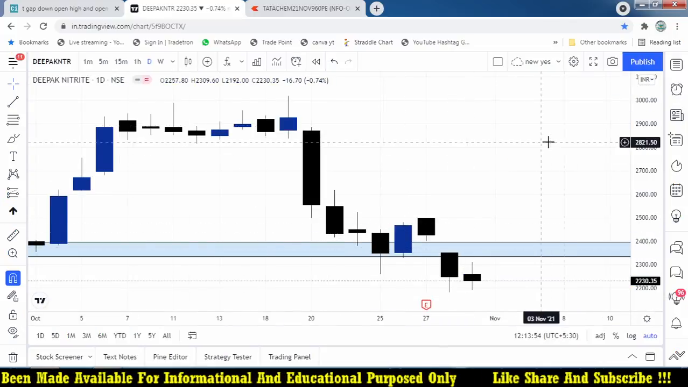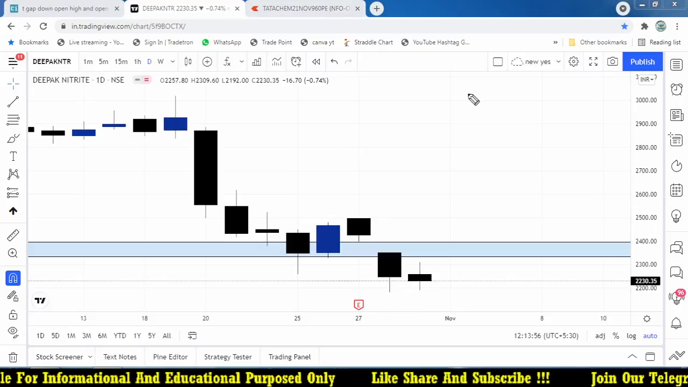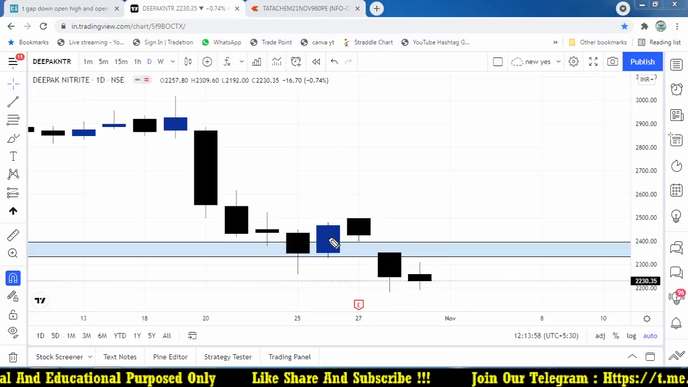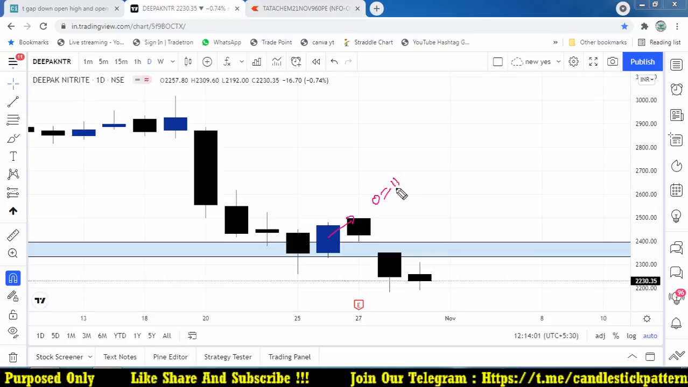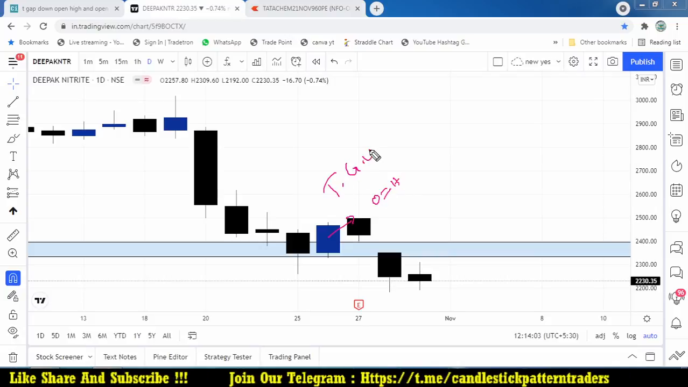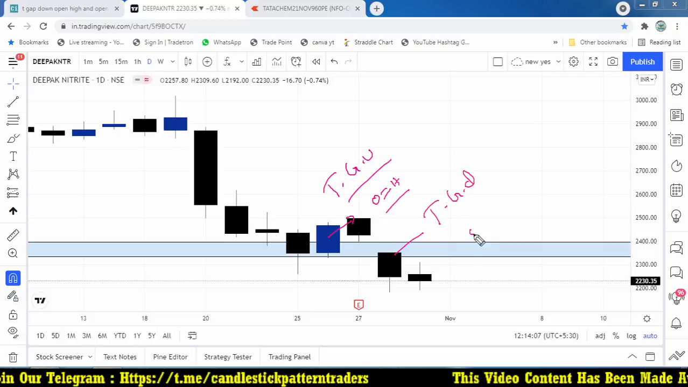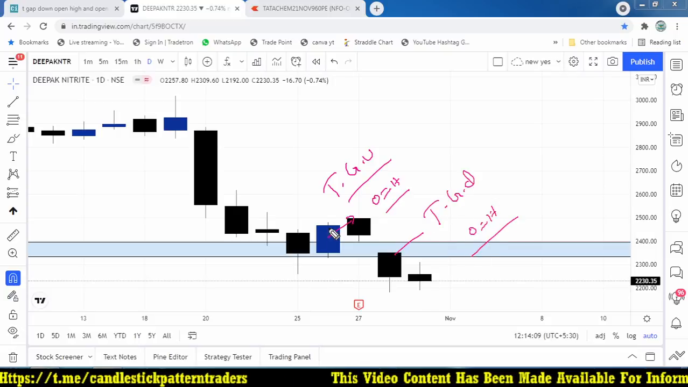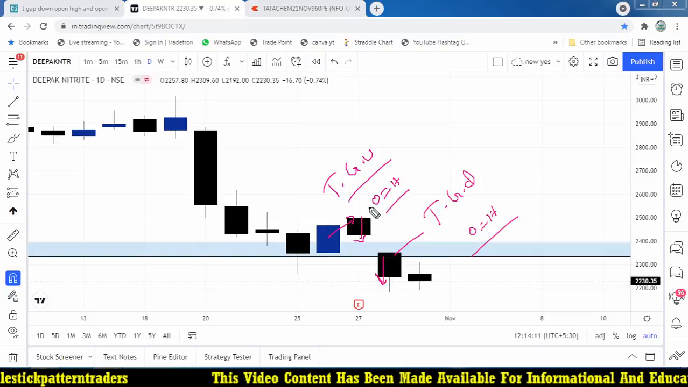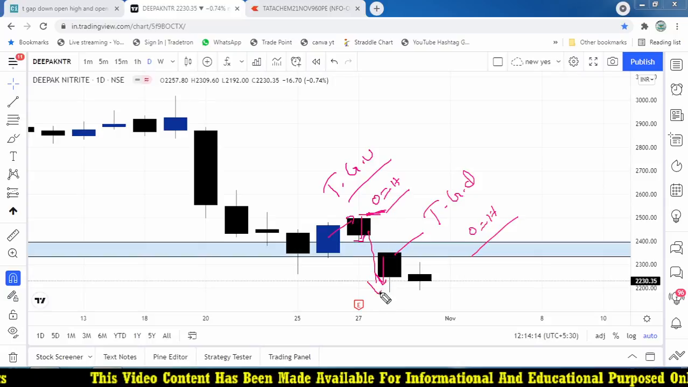technical here, and you see that the Deepak Nitrite is perfectly playing with the 2 days. Here technical gap up, open equal to high, technical gap up, open equal to high. Here technical gap down, open equal to high. Clearly the trend is going down this day and this day, but if you are taking this position at this point, so you got a huge.